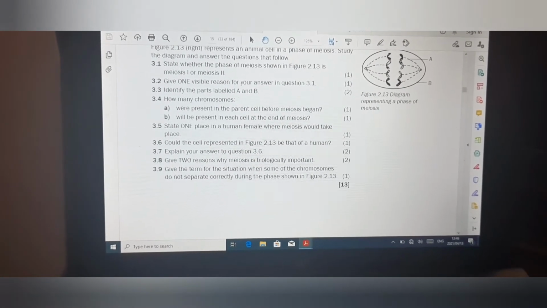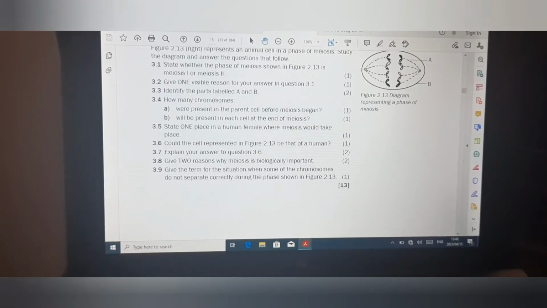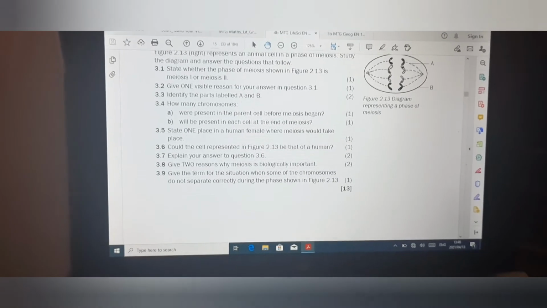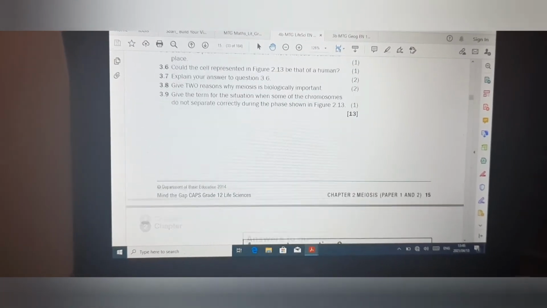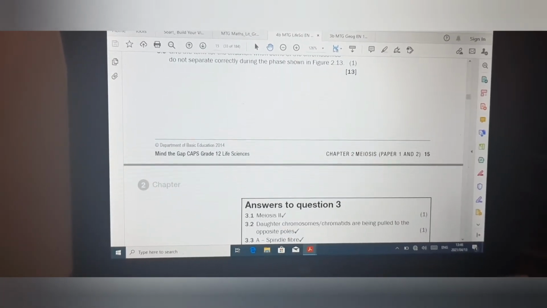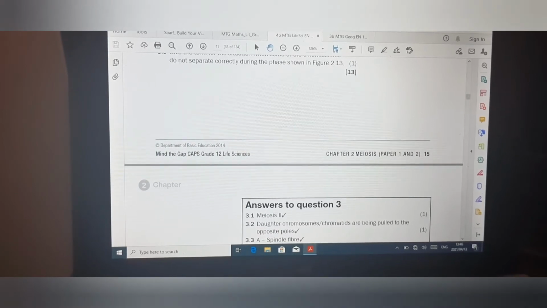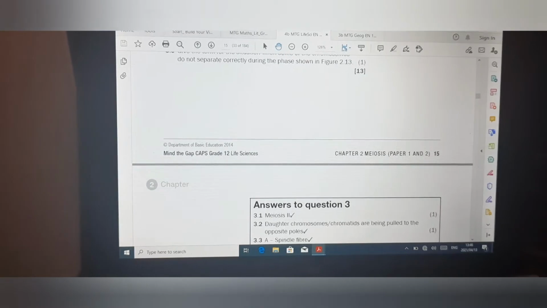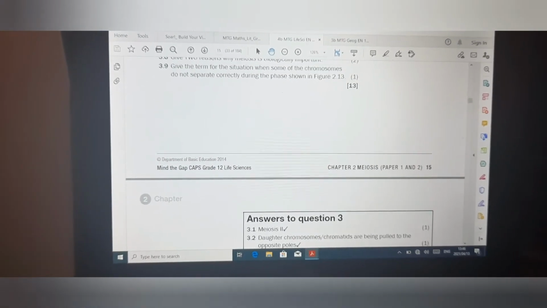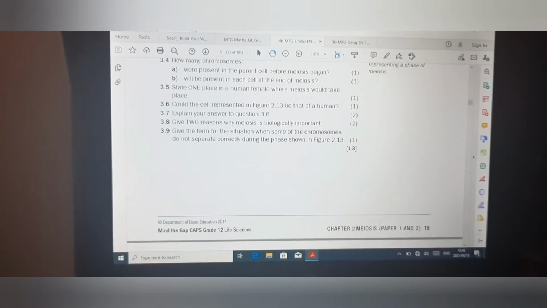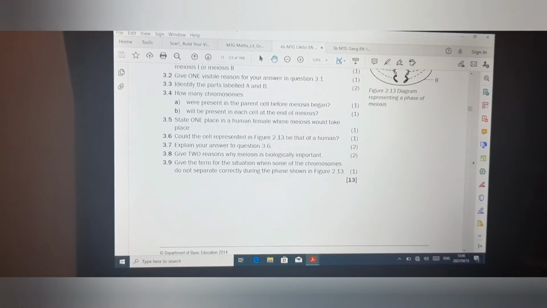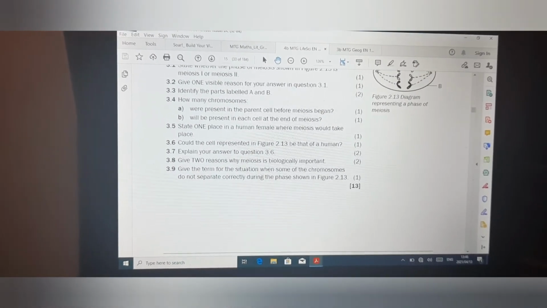So 3.2 says give one visible reason for your answer in question 1. Like I said, you can give that as a reason. Let's look at the reason here. The daughter chromosomes or the chromatids are being pulled to the opposite poles. So in meiosis 1, it's the entire chromosome, not the chromatids.